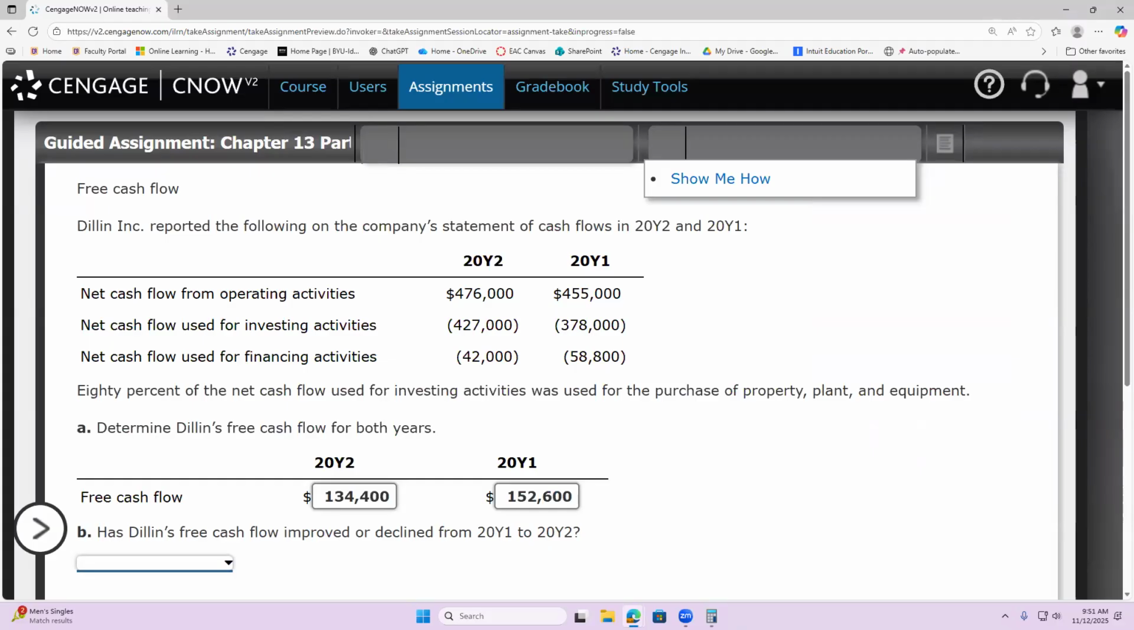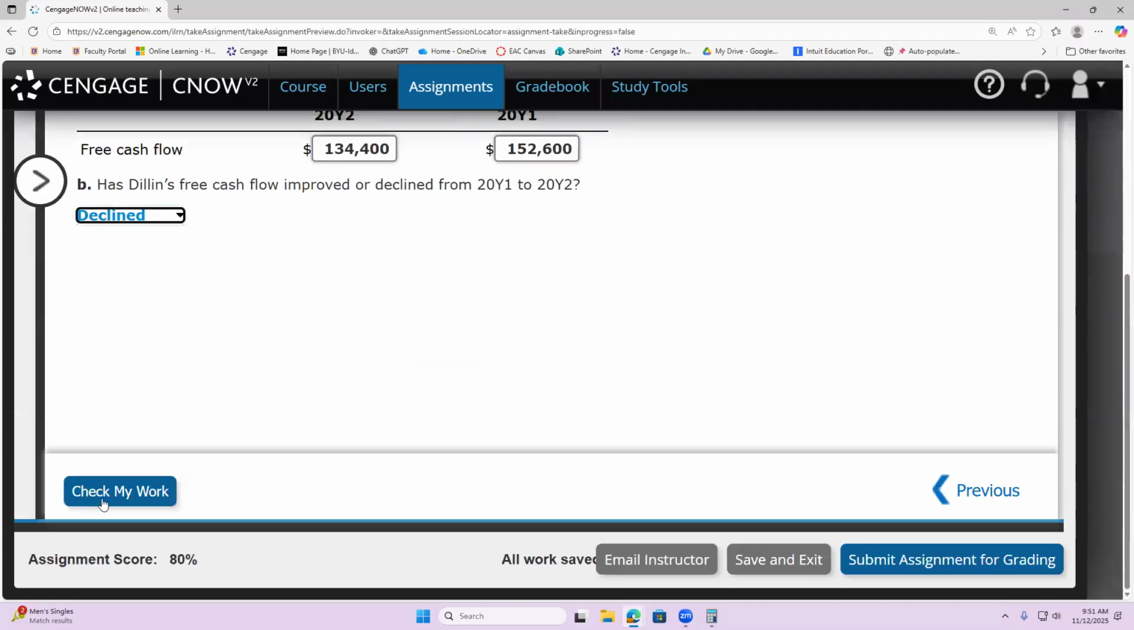Typically, we consider free cash flow, the higher the better. That's more cash you have available to use for things other than property, plant, and equipment. So a decline, or it going down, would not be an improvement, but a declination, or it's declining.